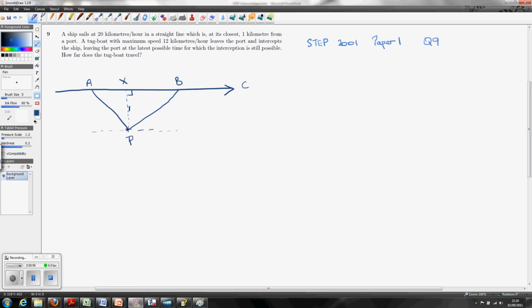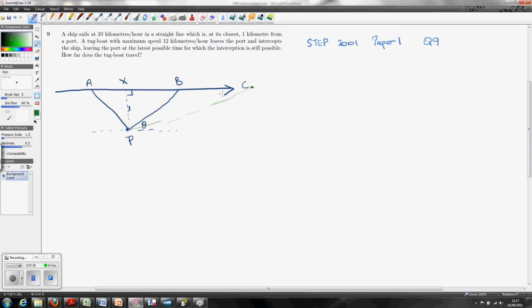A tugboat leaves the port, maximum speed 12 kilometers an hour, and intercepts the ship, leaving as late as possible. How far does the tugboat travel? So think about this a little bit, and suppose we'll call this angle theta here. And the thing to understand first is whatever the angle theta is, let me change colour a little bit to see. So it could be a very narrow angle here, which is only going to meet way up over here.